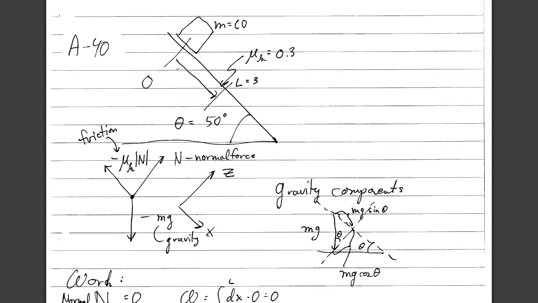And now we have reached problem A-40. Once again, our poor defenseless box is allowed to slide helplessly down a ramp. This time, however, the ramp has a coefficient of kinetic friction of 0.3. Because it has a coefficient of kinetic friction, the forces on the box are more complicated, but we can still ask what the work-energy theorem tells us about the motion of the box.